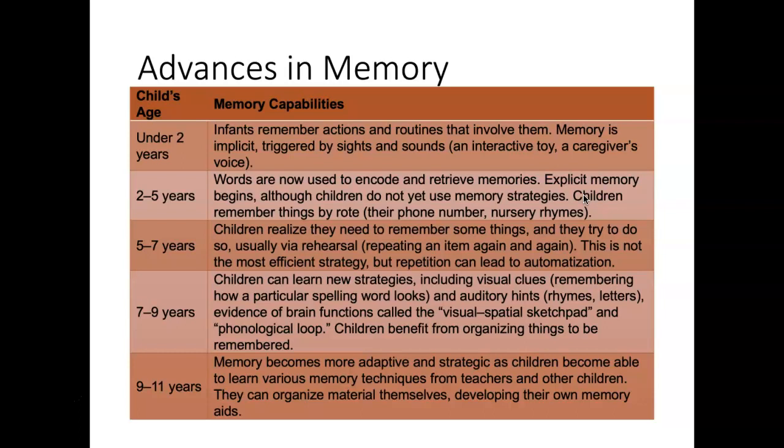7 to 9 year old children can learn new strategies, including visual clues, remembering how a particular spelling word looks, and auditory hints, rhymes, and letters. Evidence of brain functions called the visual and spatial sketchpad and phonological loop are some of the tools that they're using for this. Children benefit from organizing things to be remembered.